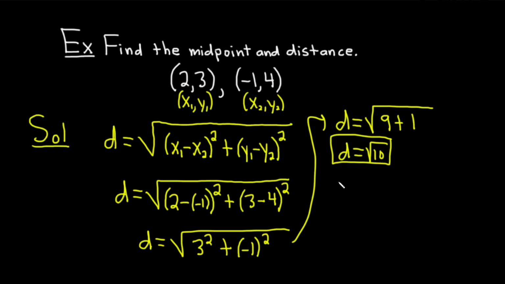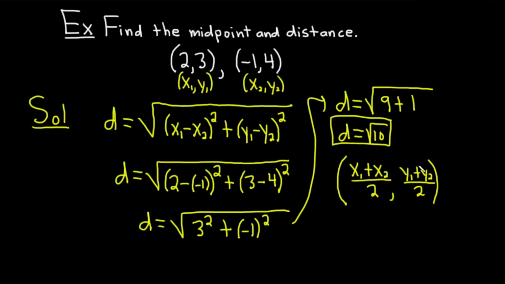So the midpoint formula is really easy to memorize. So it's parentheses, and you add the x's and divide by 2. So it's x1 plus x2, and all of that is divided by 2. And then you add the y's and divide by 2. So it's y1 plus y2, and all of that is divided by 2.